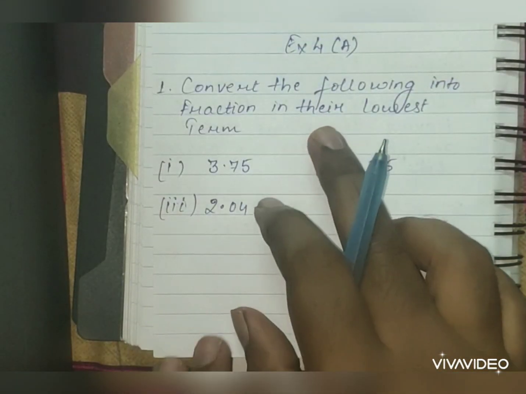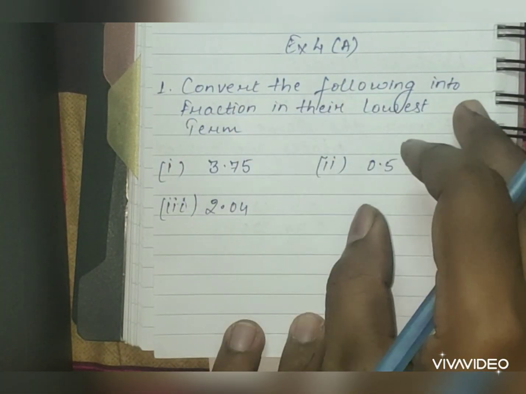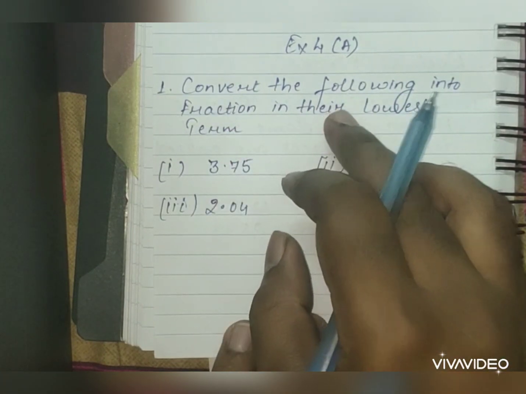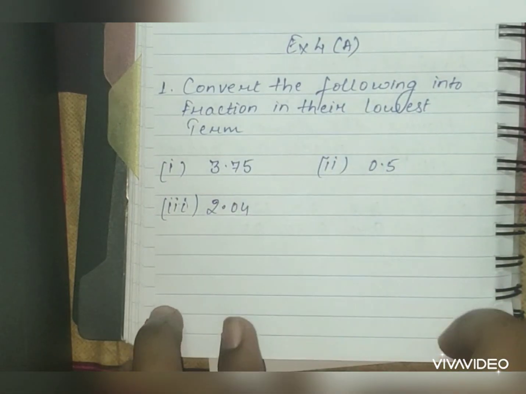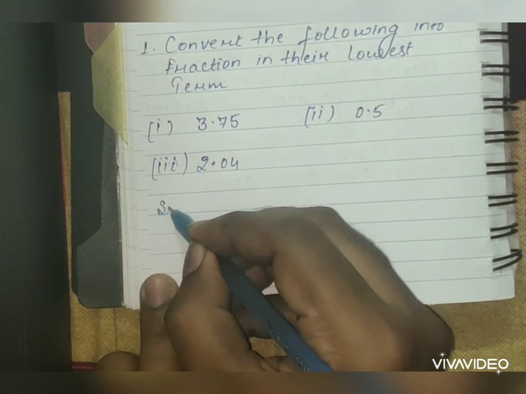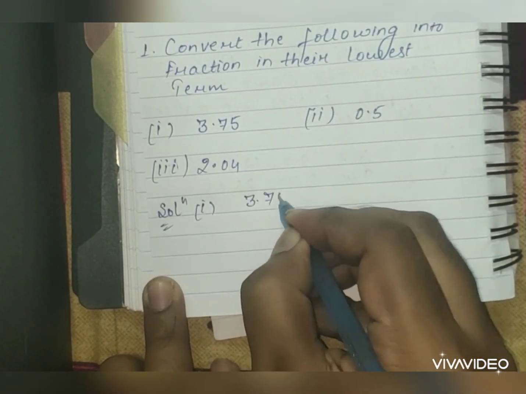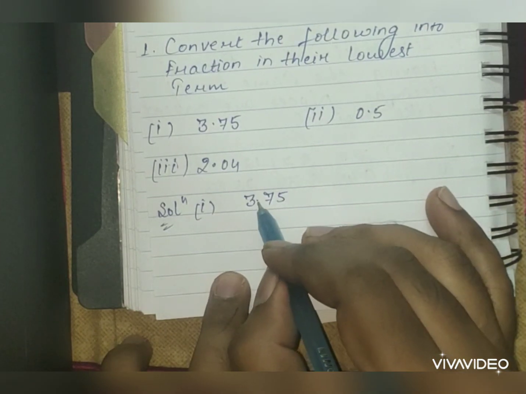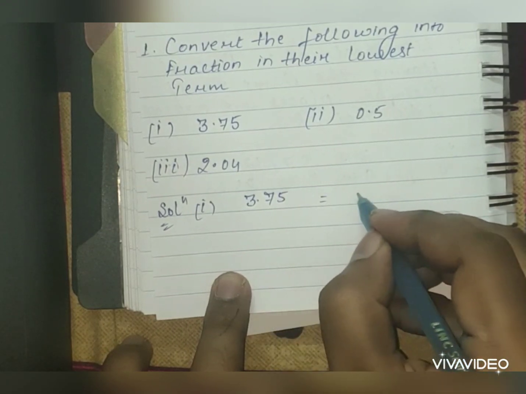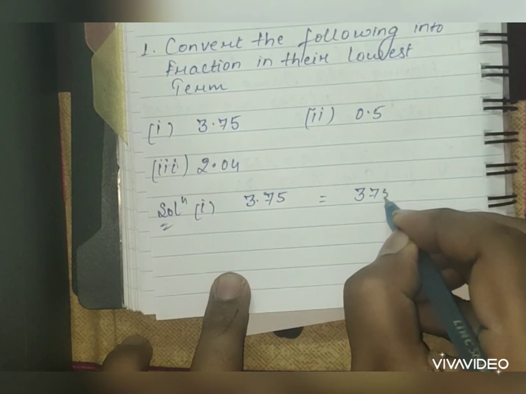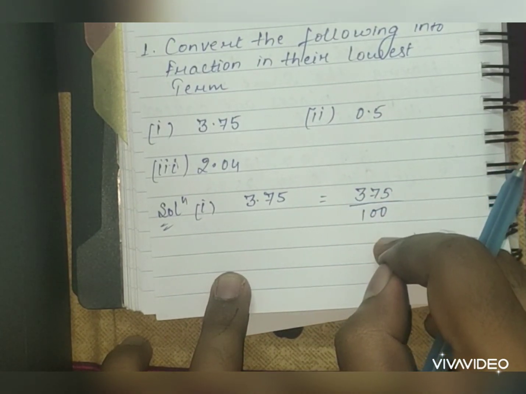So now we are seeing some questions from the exercise. The question is asking convert the following into a fraction and then convert them into a lowest term. So first one is 3.75. So we will solve the first one. See, 3.75 is given to you. So as I have told you, after decimal how many digits are given? 2. So just simply remove the decimal from there and put the same number of zeros in the denominator.